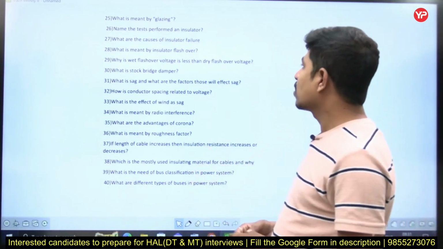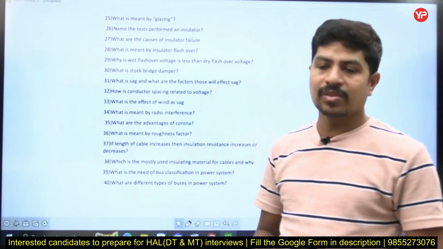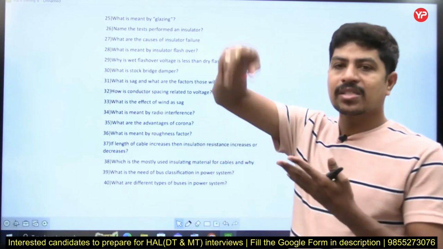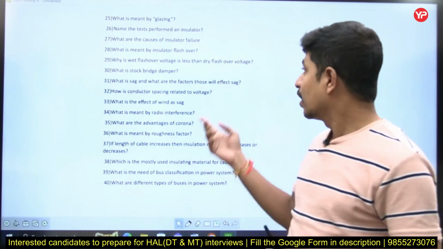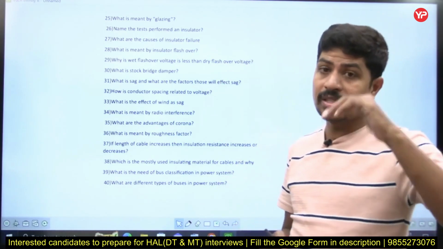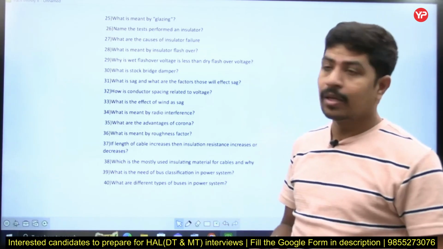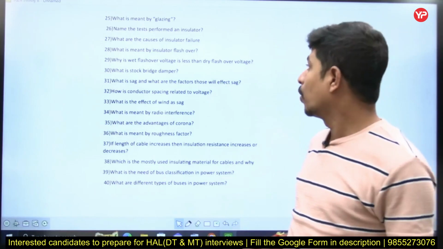Next, what are the causes of insulator failure? Why will an insulator fail? Failure of the entire series of insulators is called flashover. If the disc which is near to the power conductor is experiencing more than the voltage it can withstand, then the insulator will fail. Next, what is meant by insulator flashover? I already told you.